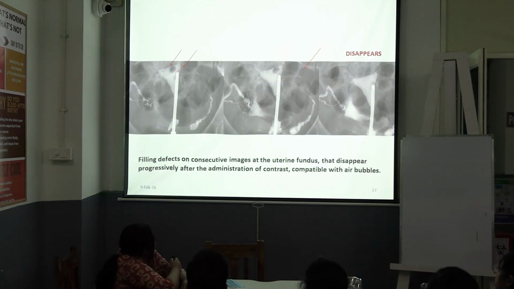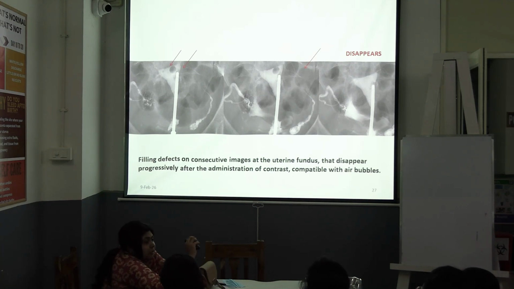But how will you differentiate that this is not a uterine pathology and this is an air bubble? With the subsequent film, the first film you have taken, it is appearing. Next film you are taking, this is appearing. But on the subsequent image, this air bubble will go away, because you are pushing the dye forcefully, the bubble will disappear, right? So, this is not a uterine pathology. See, the uterine cavity is looking absolutely normal.